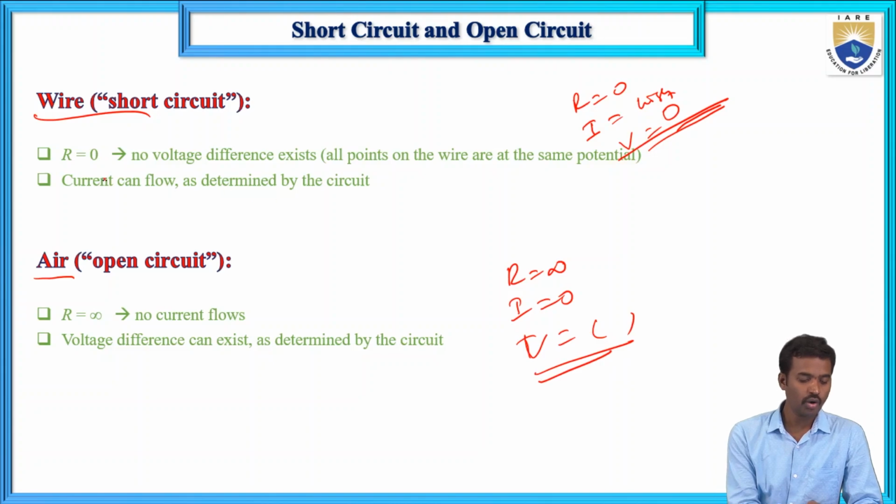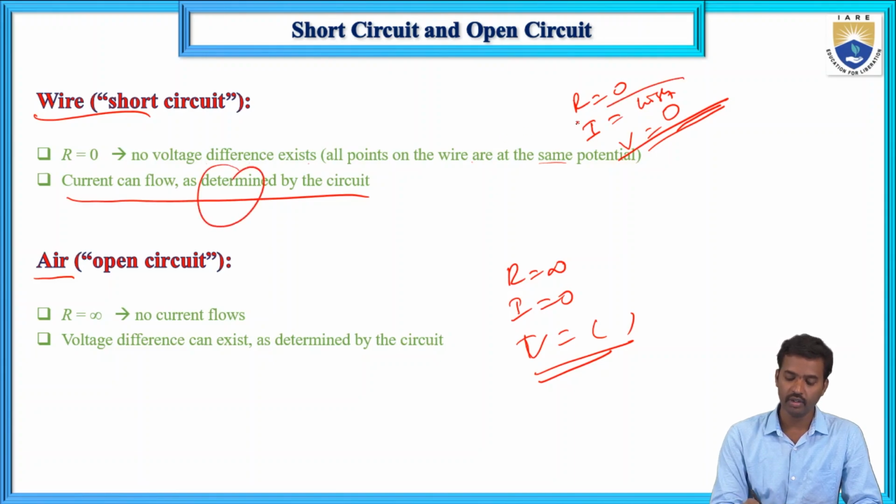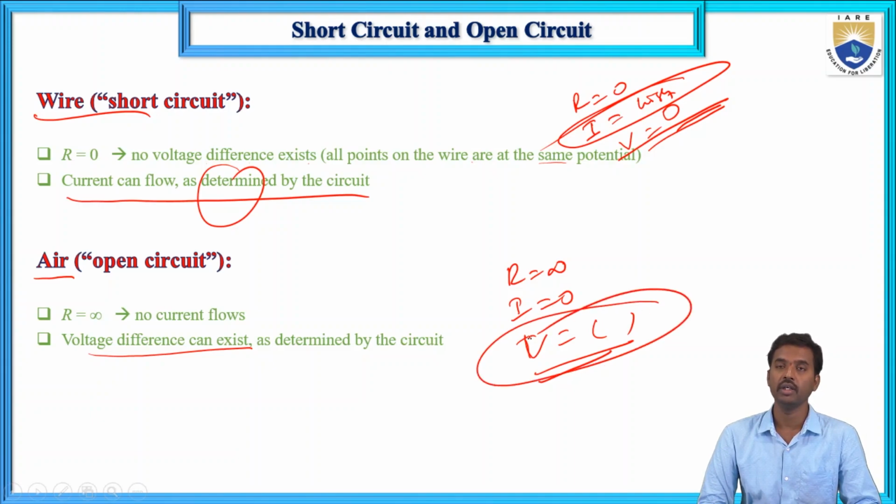So now here R equals 0. No voltage difference exists between points on the wire at the same point, and the current flowing through can be determined. So here we can determine the current. Here a voltage difference exists, and we can measure that one.